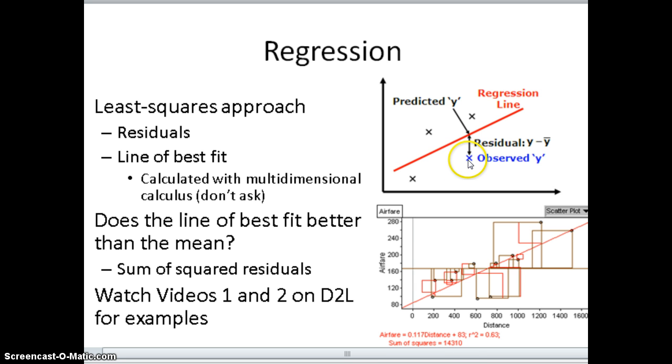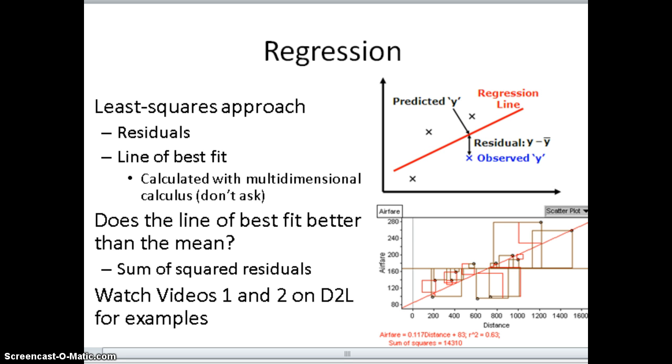here between the observed y. How many units in y is the observed y from the predicted y? We take the vertical distance. The line of best fit is the line that minimizes the vertical distance between the predicted y's and the observed y values.